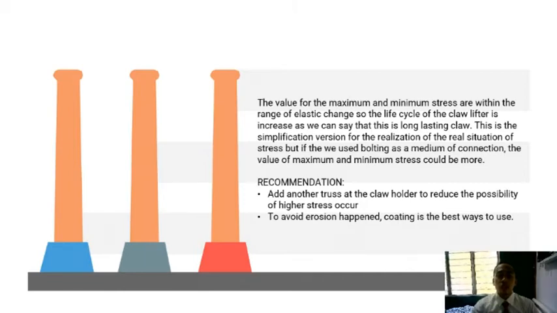As a short discussion, based on the result from ANSYS, we recommend adding another truss at the claw holder to reduce the possibility of higher stress occurring. This is because we are dealing with the sea environment, which has a high possibility of erosion. So the second recommendation is to avoid erosion, especially where higher stress is likely to occur, such as at every angle of the design, as shown. Coating is the best way to do this.